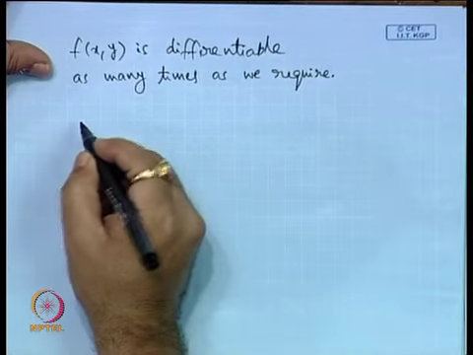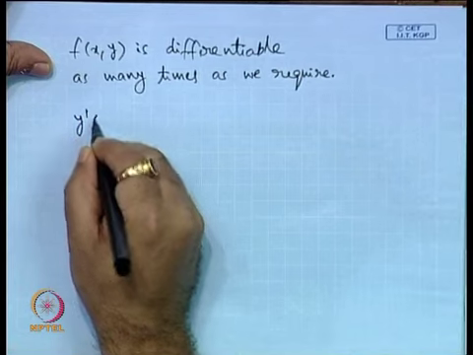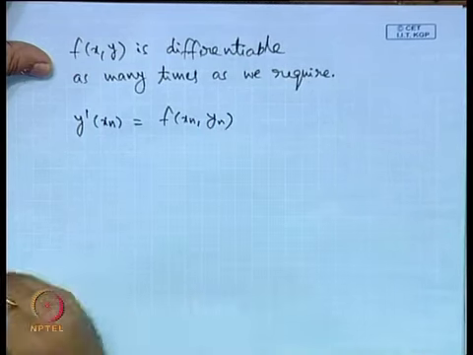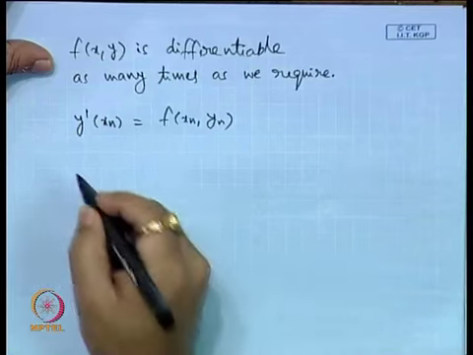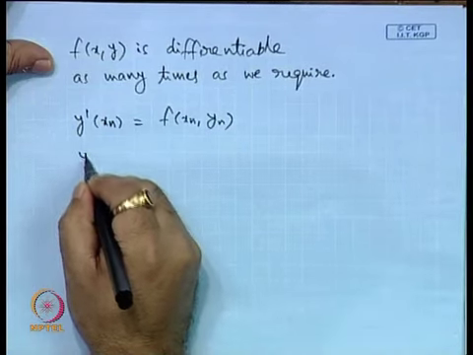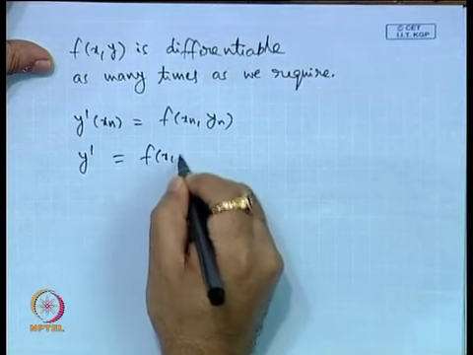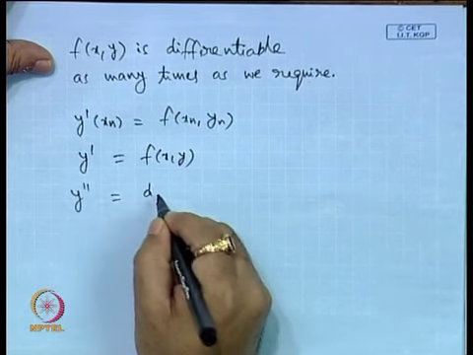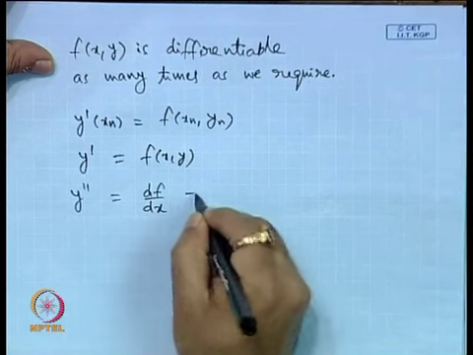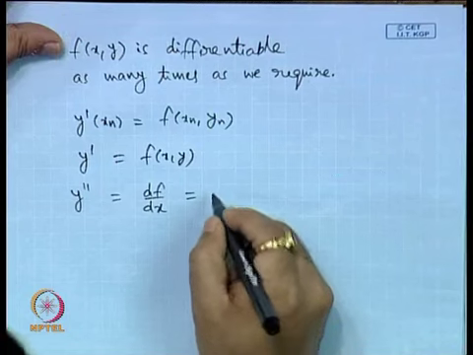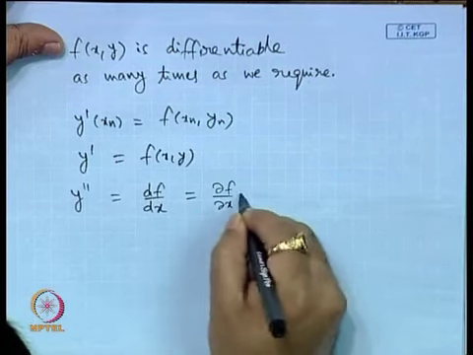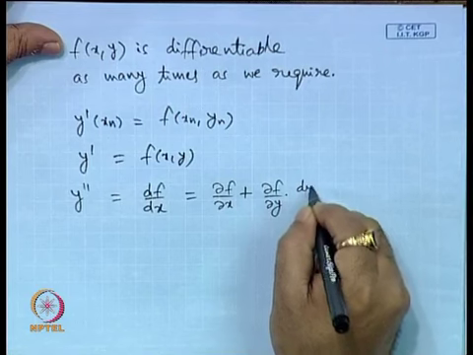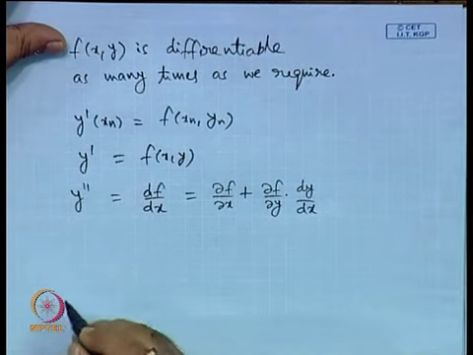Okay. So, now let us try to compute. So, y dash of x n is f of x n y n, right. So, in shorthand notation it is this. Now, we require y double dash. So, this is d f by d x. So, this we now compute using the chain rule: dou f by dou x plus dou f by dou y into d y by d x. But what is d y by d x?